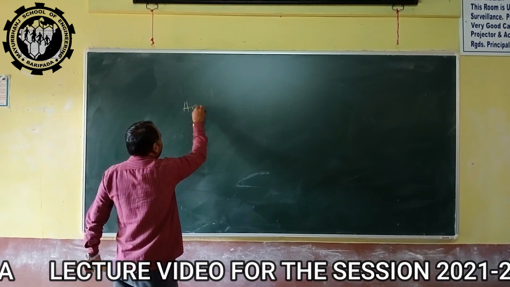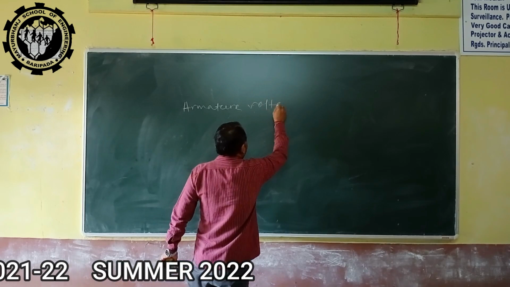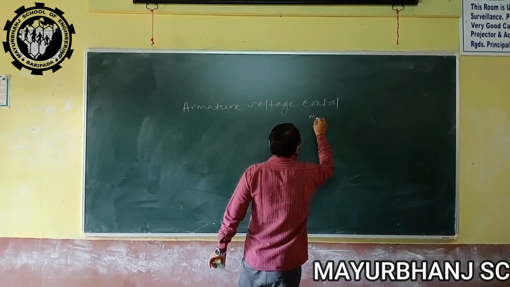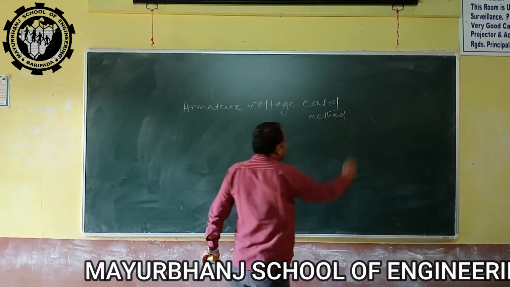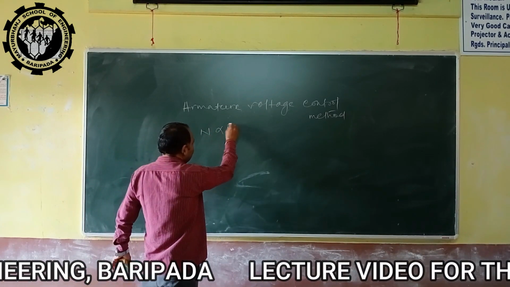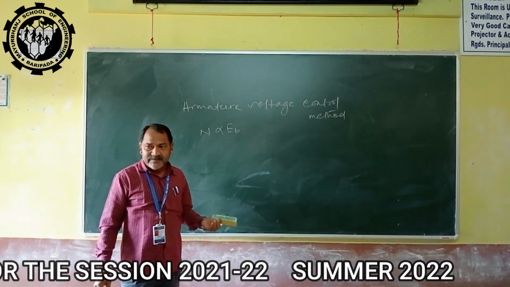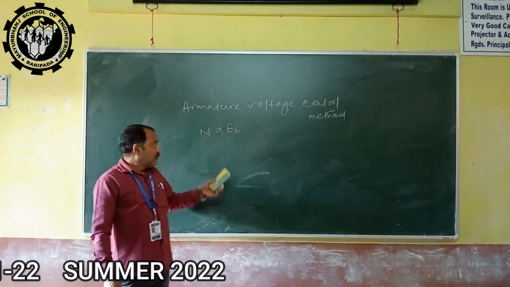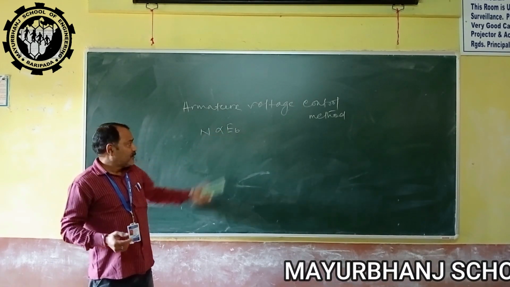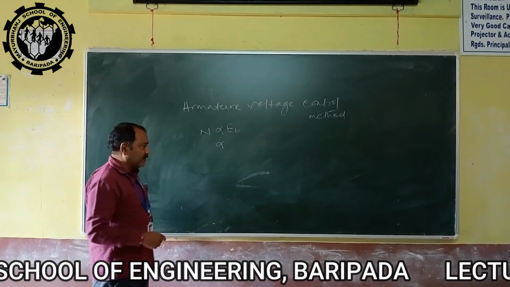So this is the armature voltage control method. That means we know that the speed is directly proportional to EB when phi remains constant, because there are two variables. One is the back EMF, another is the flux. So whenever we are varying this EB, we will have to keep the flux constant. To keep the flux constant means the field current should remain constant.